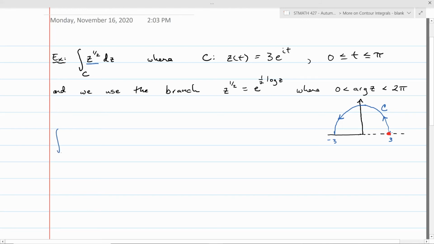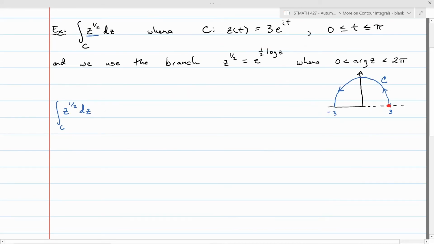So if we started trying to do the integral over C of z to the 1/2, where we're choosing this specific branch of the square root function, and we have this specific parametrization, then okay, we substitute in the parametrization, so we're doing (3e^(it))^(1/2). Then we have to multiply that times z prime, so that's 3i e^(it).